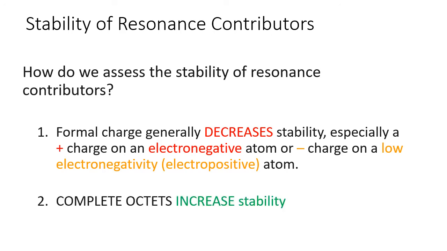Second thing we'll look for are complete octets. Having a complete octet increases the stability of that resonance structure or resonance contributor. So if you have atoms that do not have complete octets, but it's following all the rules for resonance structures and following the bonding patterns, it doesn't mean that it's not one of the contributors. It's just not a major contributor, or it's not a stable resonance contributor.